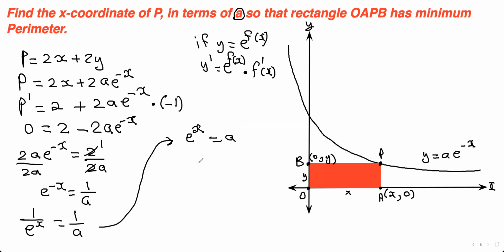Now to solve for x, we're going to ln both sides. So when we ln this, the x will drop. So x ln e equals ln a. Of course, ln e is 1, and therefore x equals ln a, and therefore we have represented x in terms of a, and that is the x value that will give me a minimum perimeter for this rectangle. And that's that.